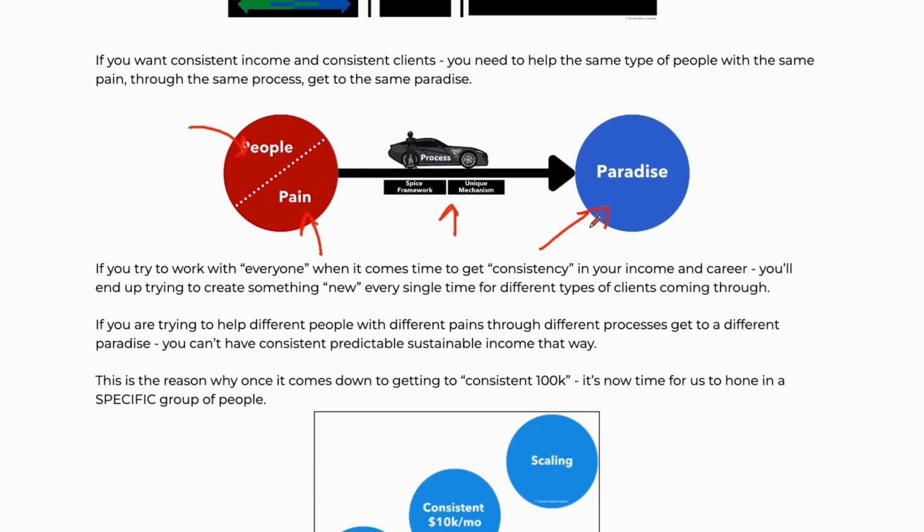And the reason why this is important is because if you work with everyone and their grandma, right? You don't specify the type of people that you want to work with, then when it comes down to consistency in your income and your career, you're going to end up having to create something new every single time because you have different clients coming through. Let's say, for example, you're going to help somebody with type 2 diabetes. And then the next day, you're going to help somebody who's a mom. And then the next day, somebody who's a busy professional. And the next day, somebody who's XYZ.